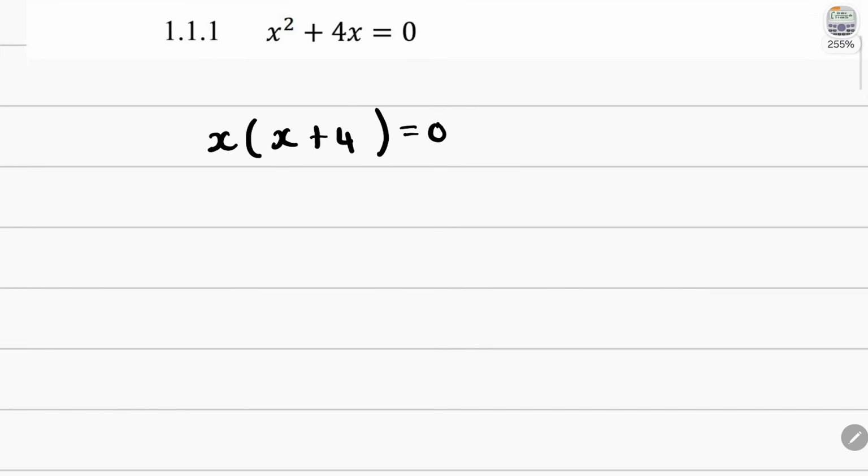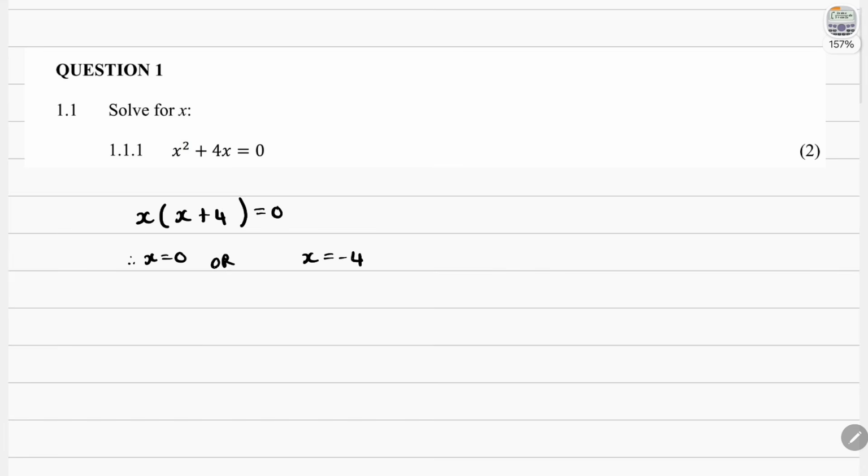And so it's still this whole idea of we have a value multiplied by another value, and they give us 0. So it's either the first is equal to 0 or the second is equal to 0. That means that either x equals 0 or we have x plus 4 being equal to 0. And if you transpose, x equals negative 4. And those are our answers. Moving on to the next question.